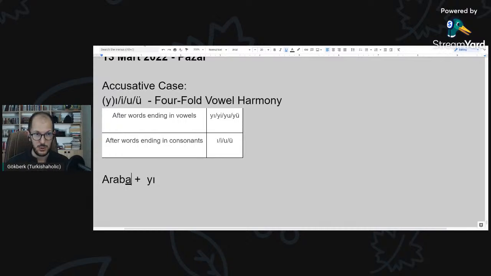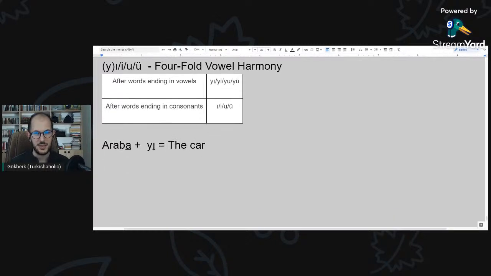So we have to choose another vowel of the same category. It has to be back and it has to be unrounded. So we only have the ı sound. So it becomes arabayı. So arabayı basically means the car in Turkish.